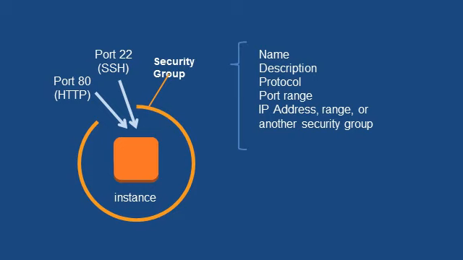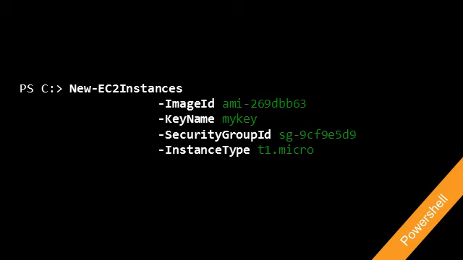Now, launching an instance from the command line, you've got a few different options to do that. We're just going to show you three quick examples. So this is an example of how you would launch an instance from PowerShell using the New-EC2Instance command and passing in some attributes there that specify the image ID, the AMI you're going to use, the key pair that you're going to use. This time we're specifying a security group by its unique ID. And you can see here we're launching a T1 micro instance.